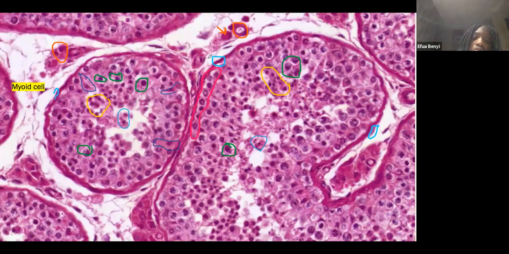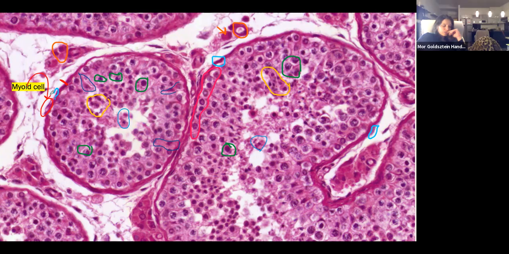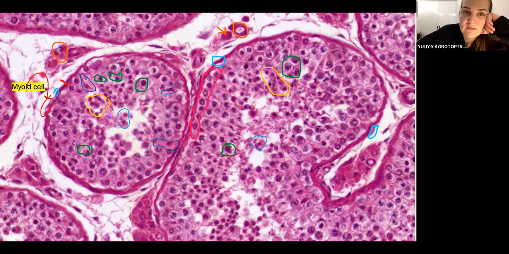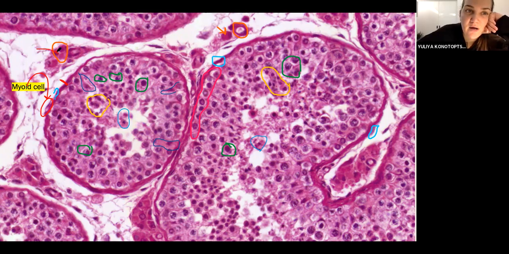Okay, so how do you call this? Tunica propria. Amazing. Inside of the tunica propria, you can see smooth muscle cells that are called myoid cells. Which cells are these? Leydig cells, yes. Okay, so these cells right here, they are going to be Leydig cells.